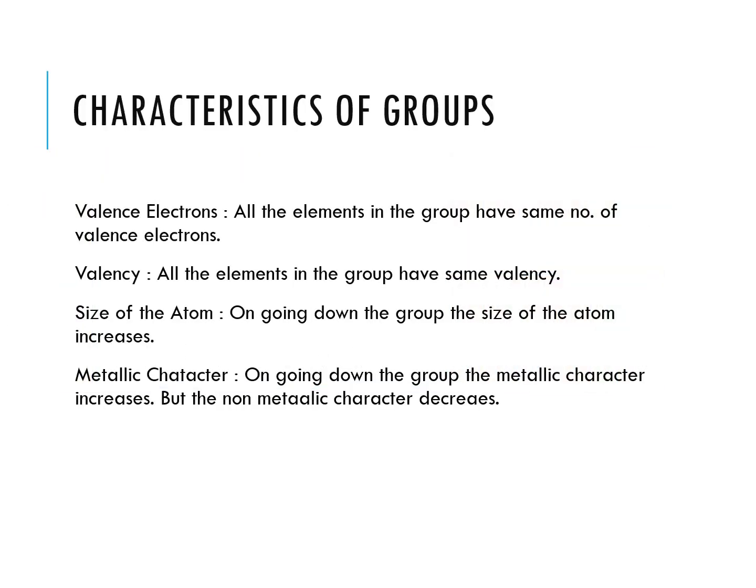Now moving to the characteristics of the group. Valence electrons: all the elements in the group have the same number of valence electrons. As we know, the elements of the first group are hydrogen, lithium, sodium, potassium, and you can see that they have the same number of electrons in their outermost shell. The elements in the group have the same valency. The size of the atom: on going down the group, the size of the atom increases. Why does it increase? It increases because the number of electron shells goes on increasing. That's why the atomic radius also increases. So the size of the atom increases.